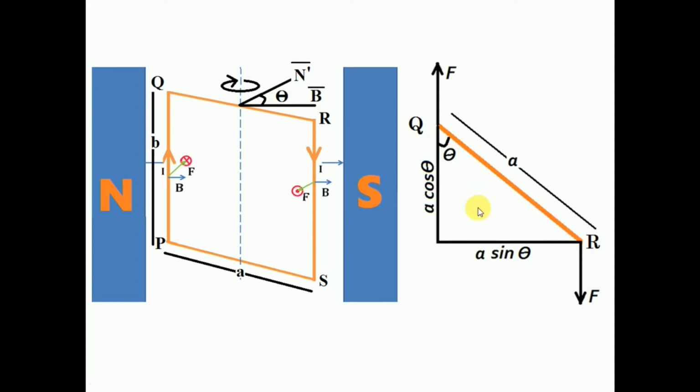If you look from the top, Q and R are out here, so the forces are, one going upward and one going downward, and this is the length a of the coil. I can resolve this a into two components, a cos theta along the field and a sin theta. So the perpendicular distance between the two forces is a sin theta.